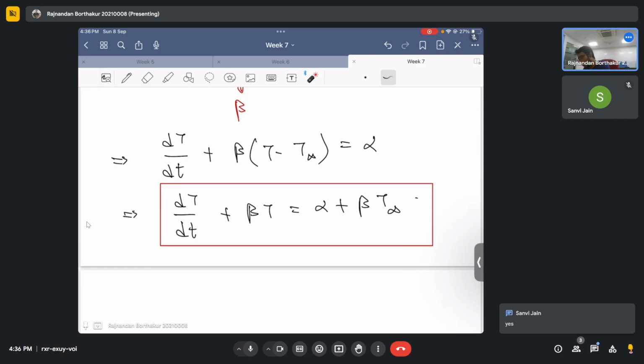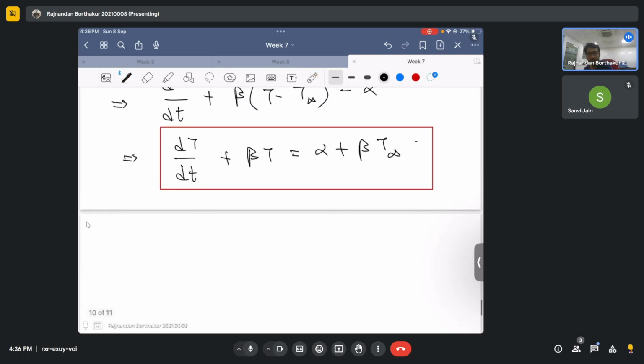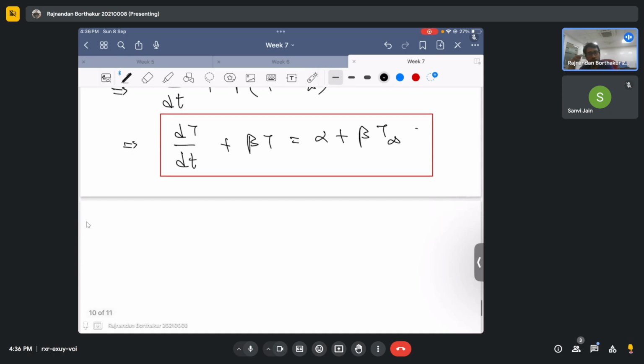So the methodology for solving these kind of linear first order, non-homogeneous equations is by something known as the integrating factor. So what you need to do is calculate the integrating factor. For instance, if you have an equation like this, dy by dx plus some p, which may be a function of x, times y equal to some q, which may or may not be a function of x.